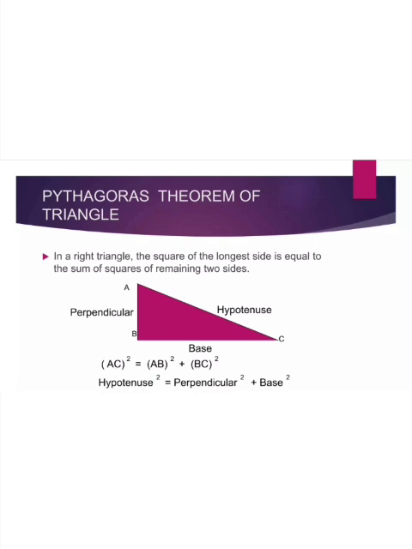Pythagoras theorem of triangle. In a right angled triangle, the square of the longest side is equal to the sum of the squares of the remaining two sides. You can see there AB is the perpendicular and AC is the hypotenuse. AC square is equal to AB square plus BC square. Hypotenuse square is equal to perpendicular square plus base square.